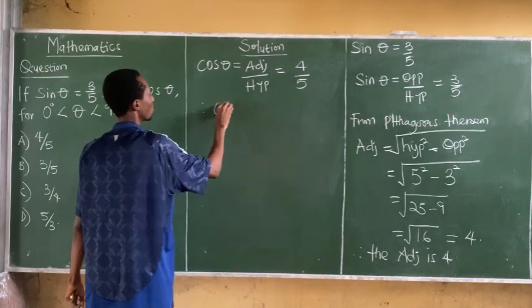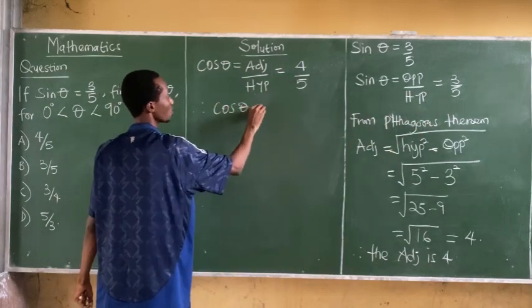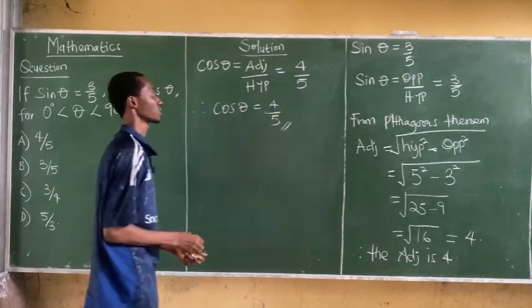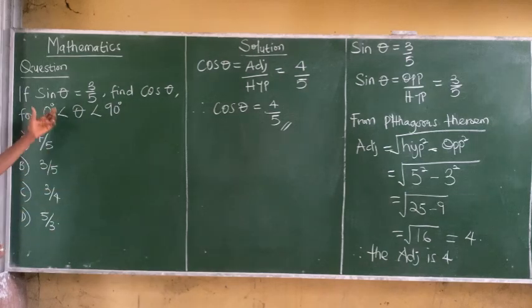Therefore, cos theta is equal to 4 over 5. This is our final answer. From the options here, we have option A, 4 over 5, to be correct.